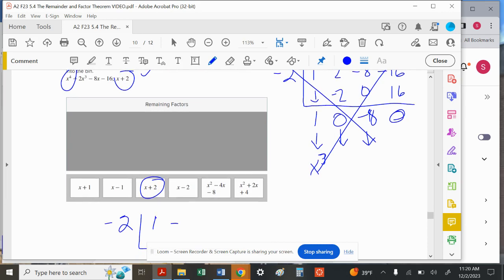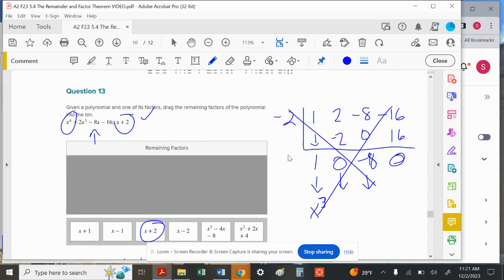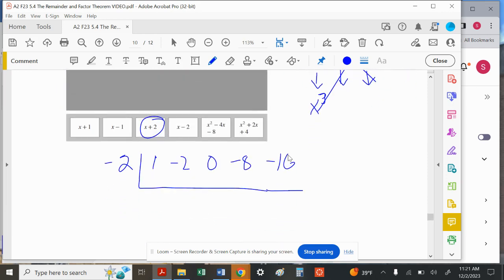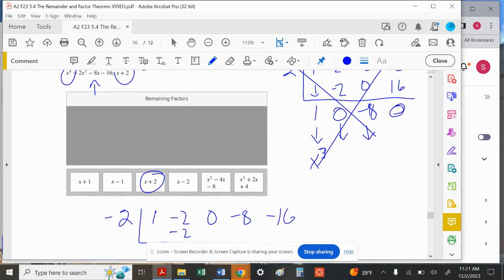So 1, negative 2, 0, negative 8, negative 16. Notice here, there's a missing term, which I didn't catch. So I had to put that 0 in for the missing term. Here we have x to the 4th, where the 1 is, x to the 3rd, x squared, x, and then the constant is over here. So we've got that constant, the value that's over there. Okay, bring it down, multiply. Negative 2 times 1 is negative 2, right? So we have a negative 2 there, because that's a plus 2.